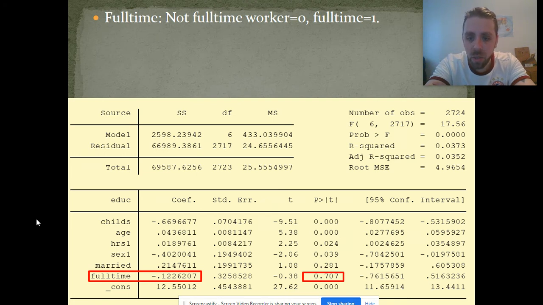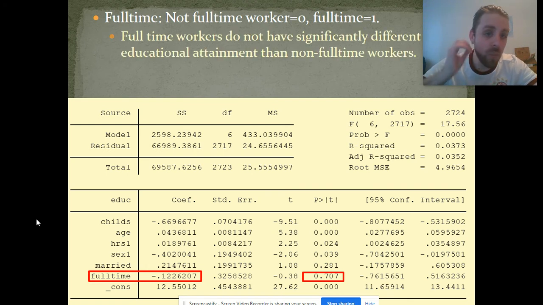Is my p-value of 0.707 greater than 0.05? It is not. Therefore, full-time workers do not have significantly different educational attainment than non-full-time workers. So I took the group coded as 1 and compared it to the reference group, and I said that it was not a significant difference. And voila, that is a beautiful, perfect interpretation that would earn you full credit.